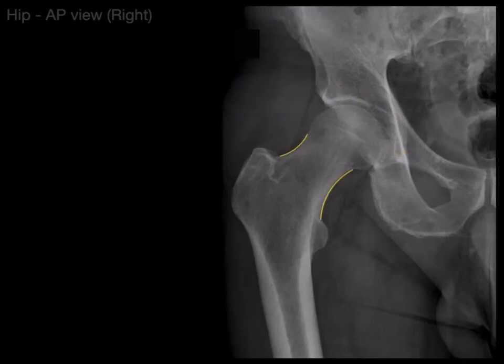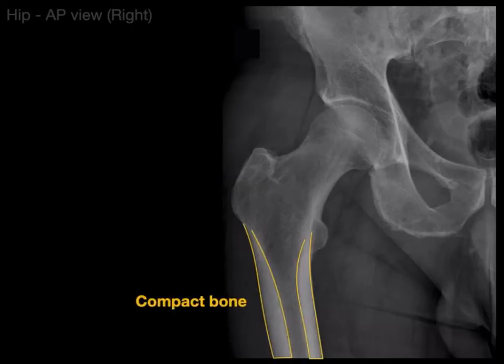Next, we have the femoral neck. And then we have this very large bony protuberance, the greater trochanter of the femur. The smaller one right here is the lesser trochanter of the femur. Connecting the two is the intertrochanteric crest. And this white collar on the outside of the diaphysis of the femur is compact bone.